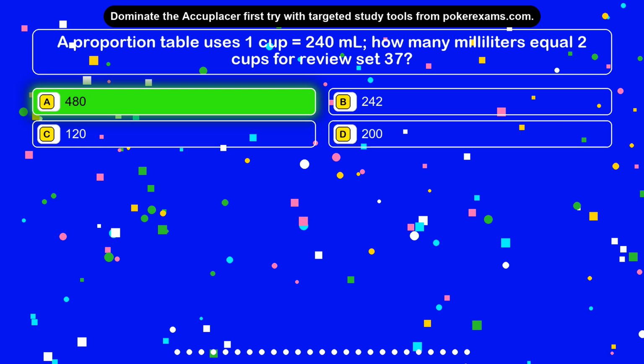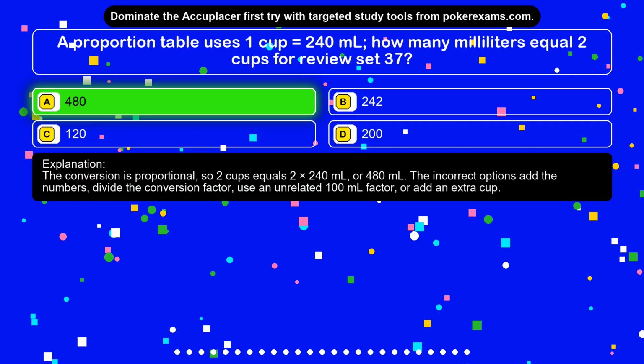The correct answer is option A, 480. The conversion is proportional, so 2 cups equals 2 times 240 ml, or 480 ml. The incorrect options add the numbers, divide the conversion factor, use an unrelated 100 ml factor, or add an extra cup.